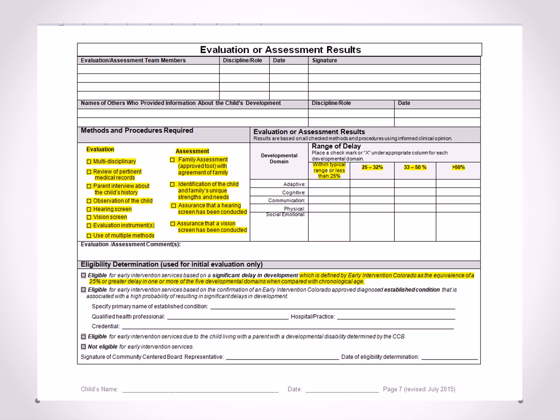There's a question about the hearing or vision assurance that it has been conducted. That's referring to a child that may be coming in with eligibility already established through an established condition. You still need to be sure that a hearing and vision screen has been conducted. Okay, thanks.